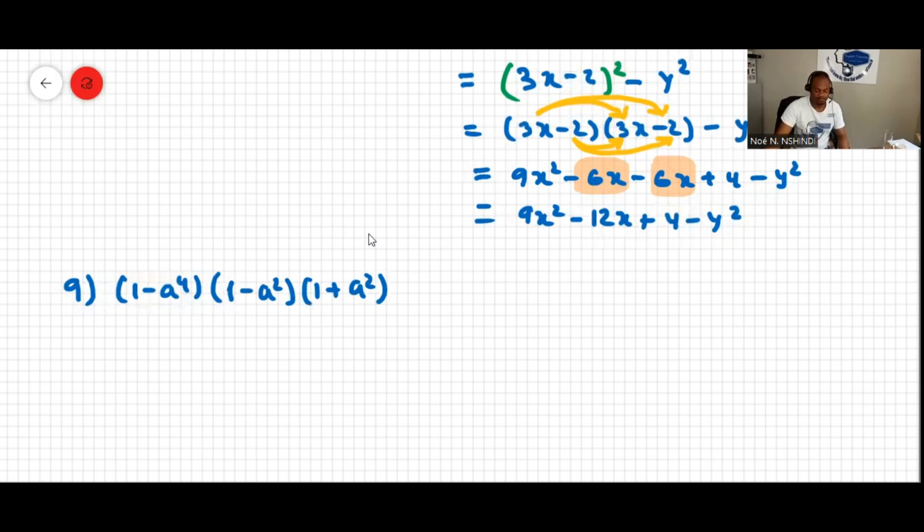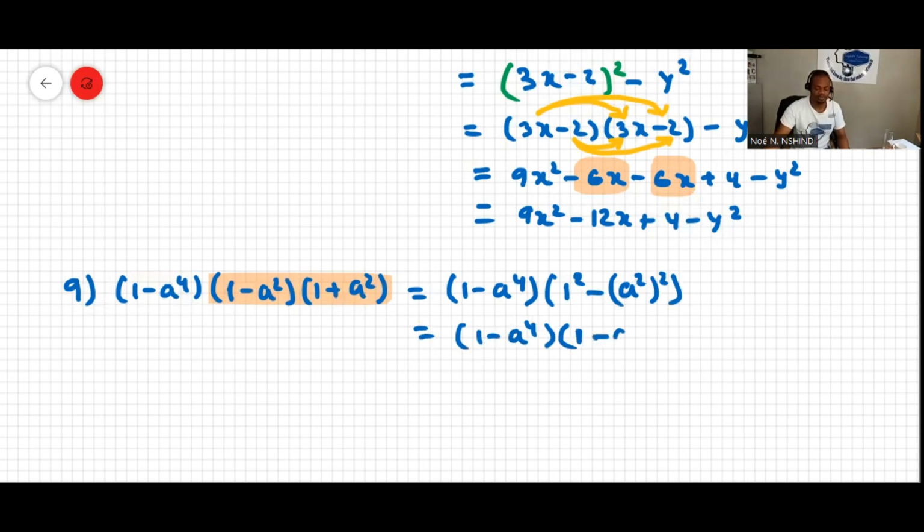Now, notice that in this case, we have a difference of two squares here. This product here, first, this product leads to a difference of two squares. So I will keep the first factor as 1 minus a squared, like that. And then the next product will be 1 squared minus (a squared) to the power of 2. Okay, this will be 1 minus a to the power of 4, and then 1 minus a to the power of 4.